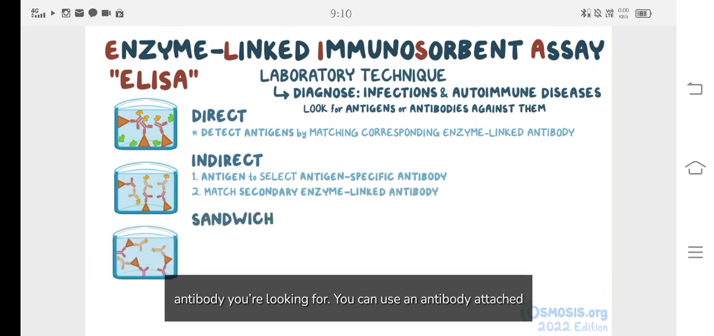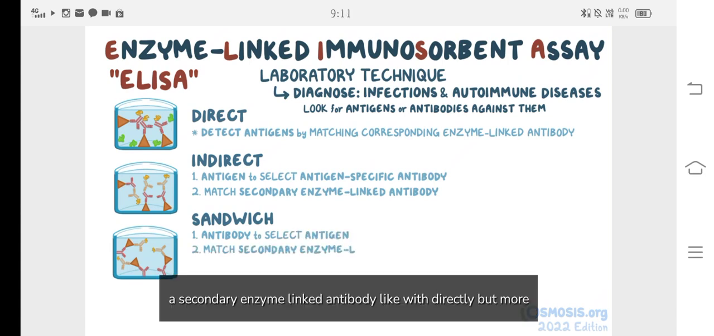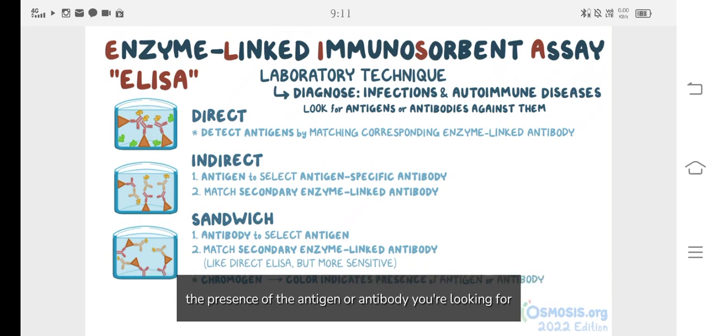With sandwich ELISA, you can use an antibody attached to the well to select an antigen in a sample, and then match a secondary enzyme-linked antibody. Like with direct ELISA, but more sensitive. Finally, by adding the chromogen, a color change indicates the presence of the antigen or antibody you're looking for.